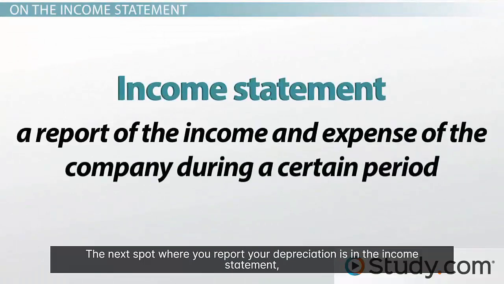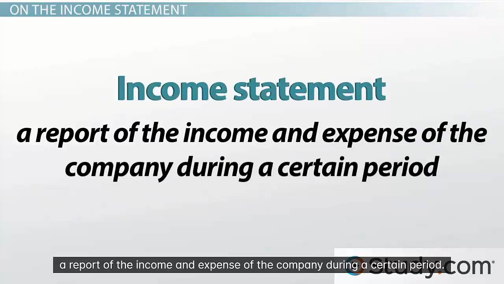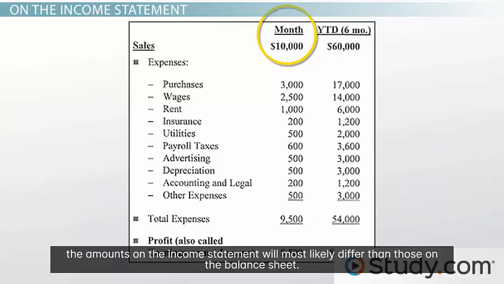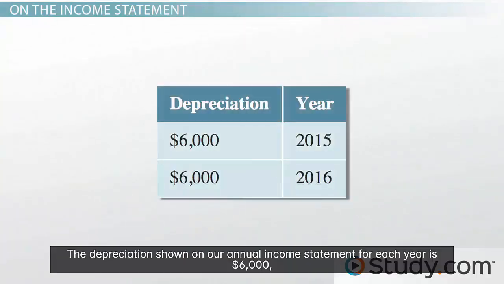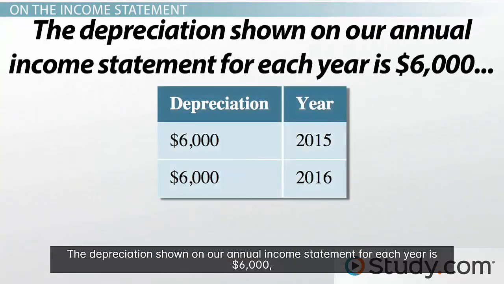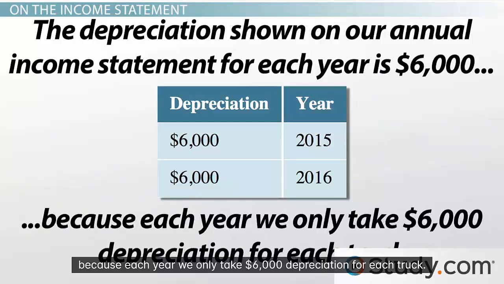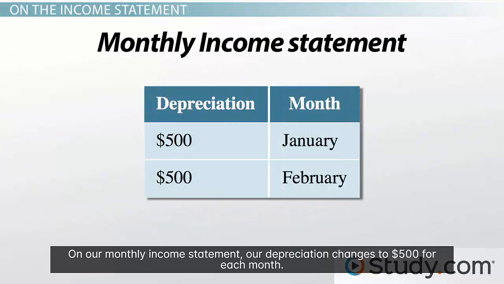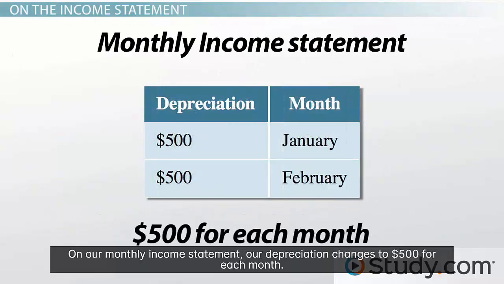The next spot where you report your depreciation is in the income statement, a report of the income and expense of the company during a certain period. Because our income statement only covers a certain period, usually each month of each year, the amounts on the income statement will most likely differ from those on the balance sheet. The depreciation shown on our annual income statement for each year is $6,000 because each year we only take $6,000 depreciation for each truck. On our monthly income statement, our depreciation changes to $500 for each month.